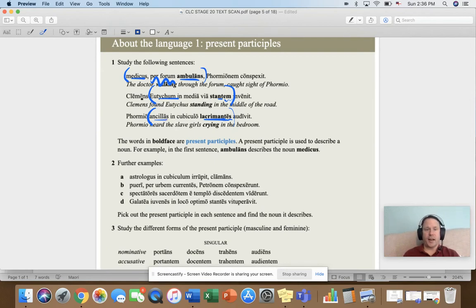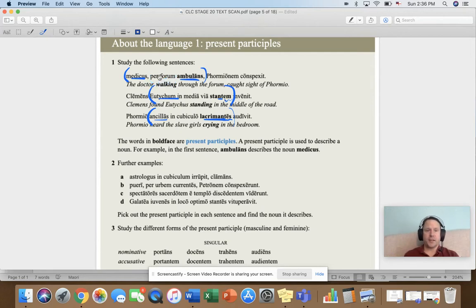So same thing here. I know that Clemens is not the one standing in the middle of the road because Clemens is nominative singular, and this ending, this M, just like infantem, montem, mercatorem, is accusative, so it's describing Eutychum. Okay, so just like another adjective, it has the same case, number, gender as the noun it modifies.